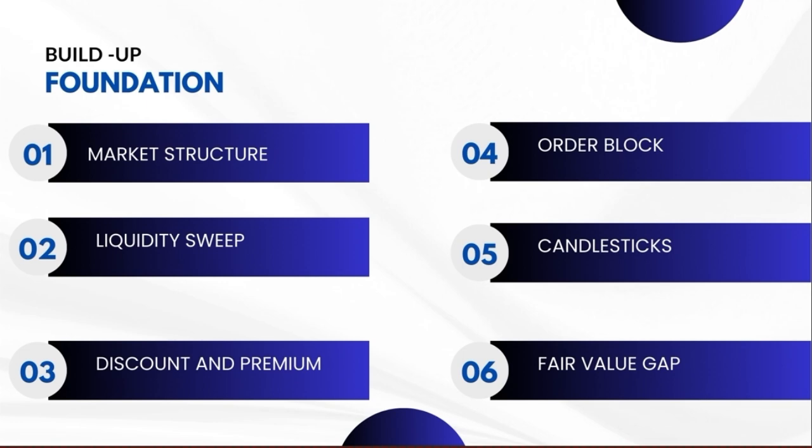First, we are looking at market structure. The second thing, we are looking at liquidity. We are going to be using the concept of liquidity sweep. The third thing, we are going to be talking about the discount and premium we are going to be applying. Then the fourth thing, which is the order block. Then the candlestick formation within the zone, which we are going to discuss in detail, right? And last but not least, we're also going to be considering fair value gap. So these are the concepts we are putting together to build this strategy.